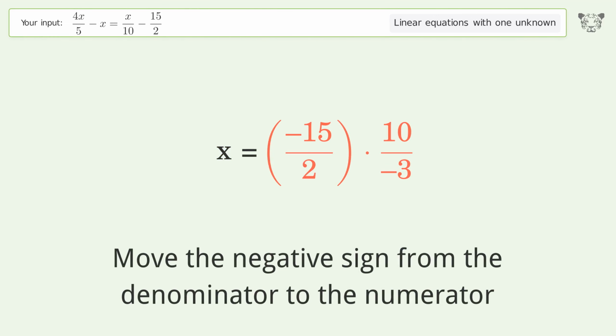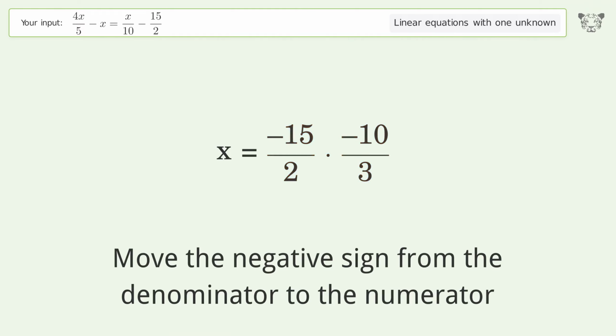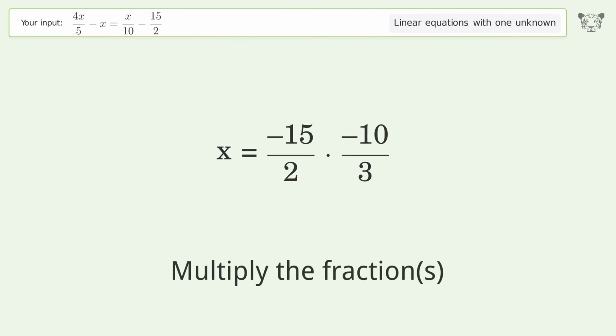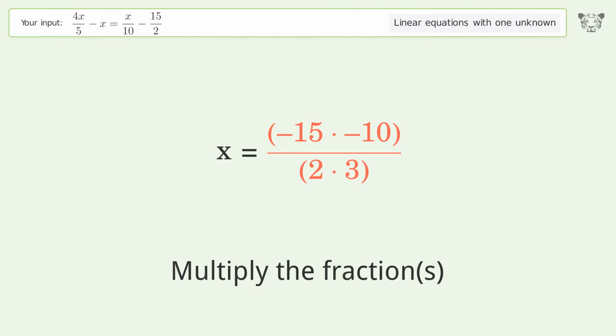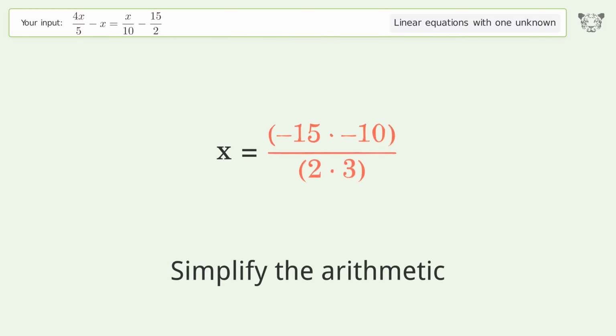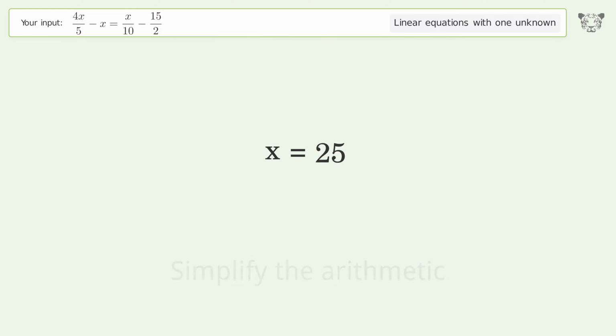Move the negative sign from the denominator to the numerator. Multiply the fractions. Simplify the arithmetic. And so the final result is x equals 25.